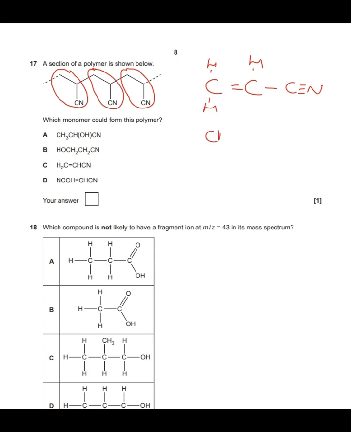So we'll have CH2, CH, CN, and hopefully this matches up with one of those. Well, we can see in A and B there's no double bonds, so it definitely can't be those two. And this one here, it matches up with this one. So it looks like it's going to be C. So the answer is C.